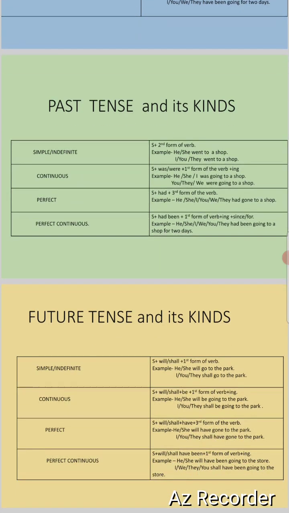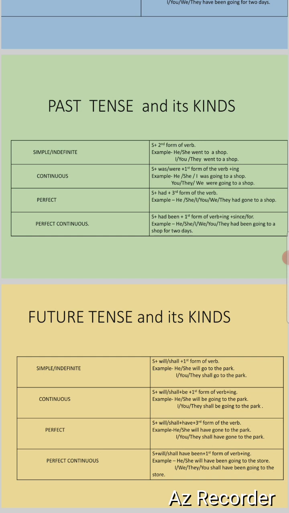We come to future tense and its kinds. It has also got 4 kinds: simple or indefinite, continuous, perfect, and perfect continuous. For future simple, we use subject plus will or shall and the first form of the verb. For example, he or she will go to the park. I, you, or they, any of the plurals, shall go to the park. With singulars we use will, and with plurals we use shall.